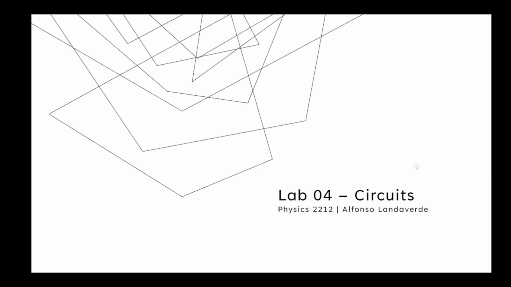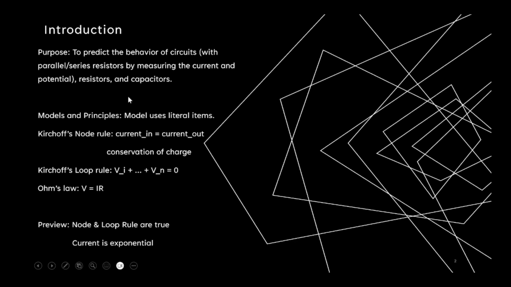So this is my second time through it, but we'll get it done, hopefully faster this time. So, introduction. The purpose of this lab is to predict the behavior of circuits, resistors, and capacitors. The circuits are constructed with either parallel or series resistors, and we measure that behavior by looking at the current and the potential.